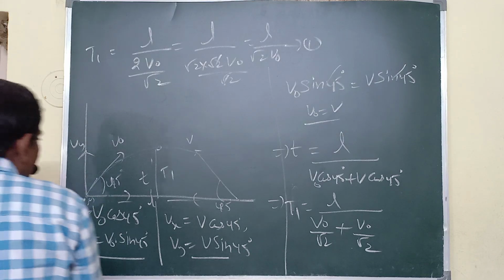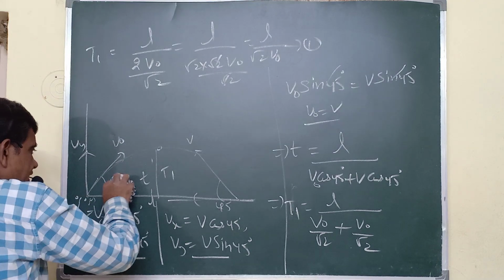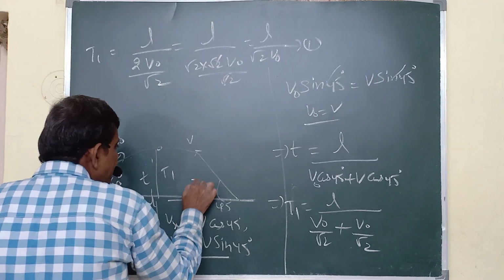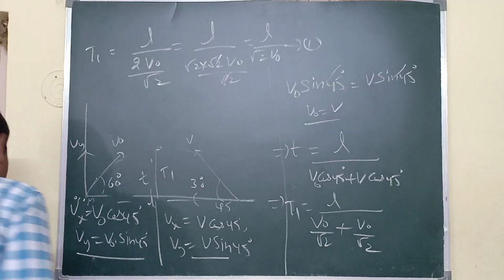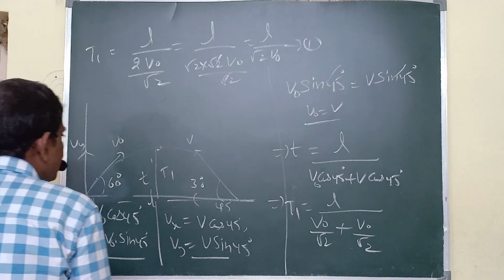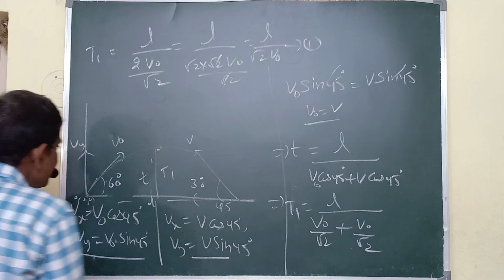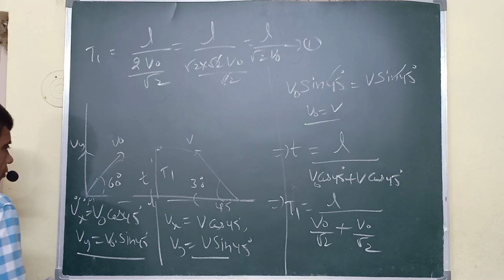So second time, what happened? In this case it happened, and again here when it is 60 degrees, again it is 30 degrees. Like this it happens. So that condition again you take. Then what happens here? X component.